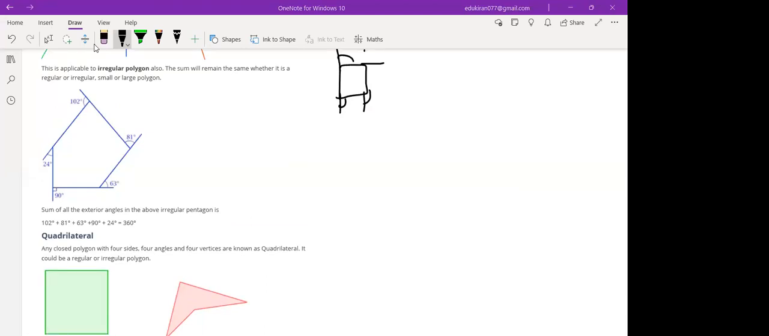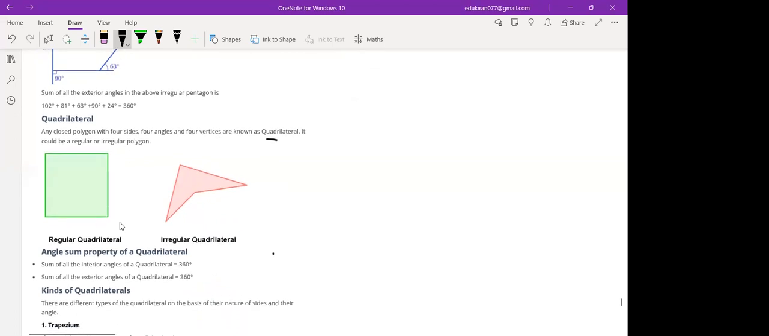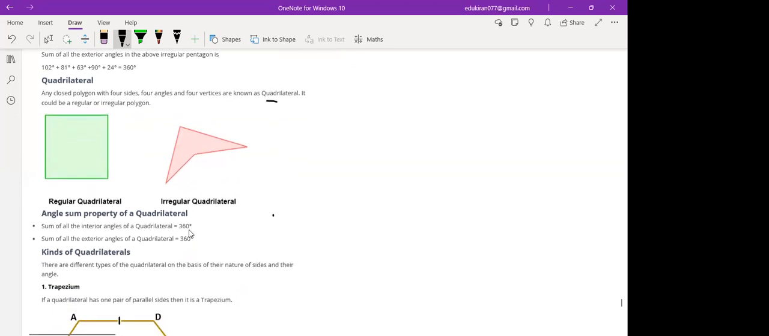So let's just move to the next one, quadrilateral. Any closed polygon with four sides, four angles, and four vertices is known as a quadrilateral. Right? It could be regular or irregular. A regular quadrilateral looks like this, irregular looks like this. Clear? Now the angle sum property: the sum of interior angles would be 360 and the sum of exterior angles would also be 360. Right? Now there are different kinds of quadrilateral.